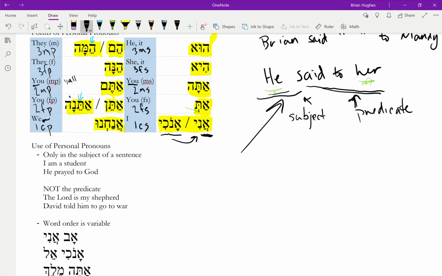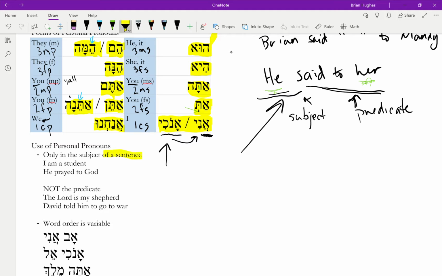In Hebrew, these personal pronouns that you've just learned only occur in the subject of the sentence. Okay, so they're only going to be relating to who did the action. So here I have, well, I kind of messed up. I've obscured that.